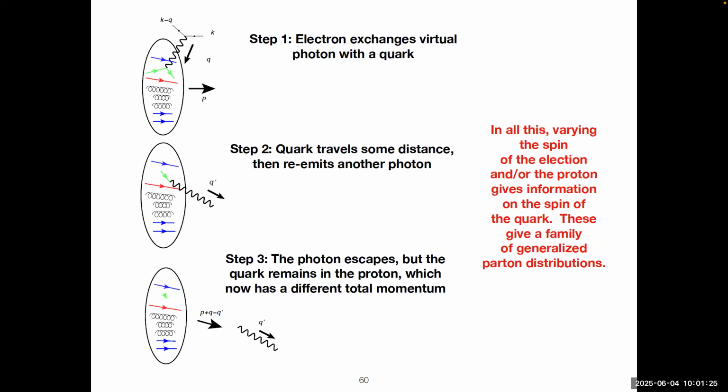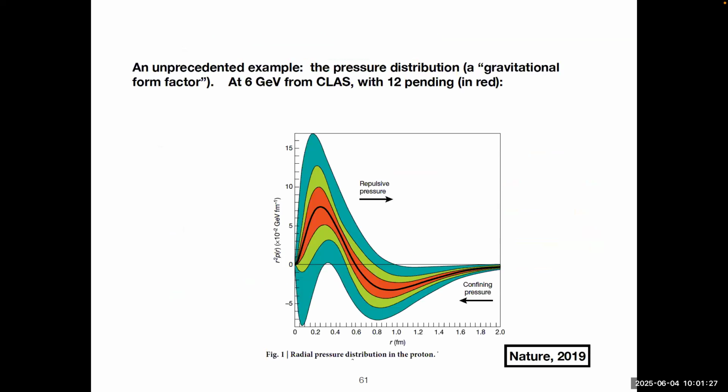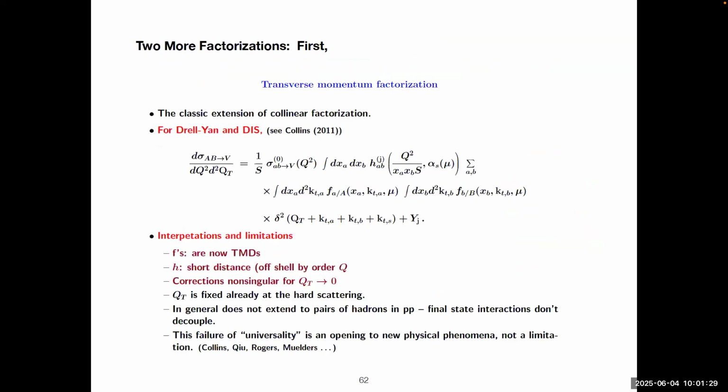All right, I'm going to wrap it up here and just mention what's in these other slides at the very end, the last 4 or 5. There are 2 more factorizations discussed on these slides. One of them is transverse momentum factorization. So you get a more complicated looking factorization, not just in terms of momentum fractions XA and XB, but also in terms of KTA and KTB.